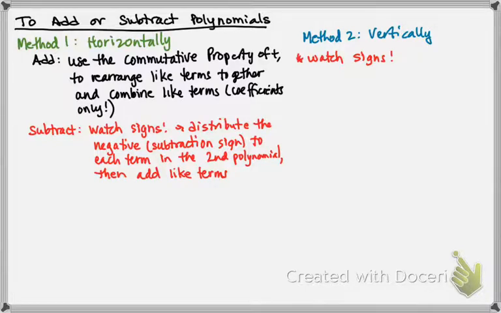So we're going to line up vertically, so one underneath the other, the like terms in columns. Then combine like terms.